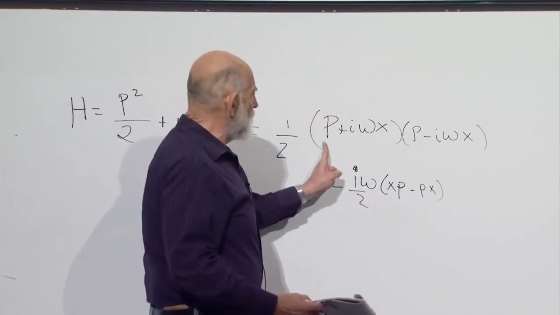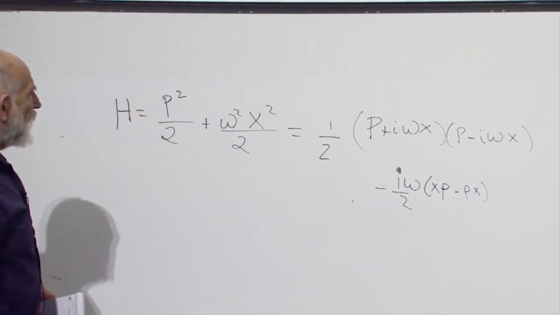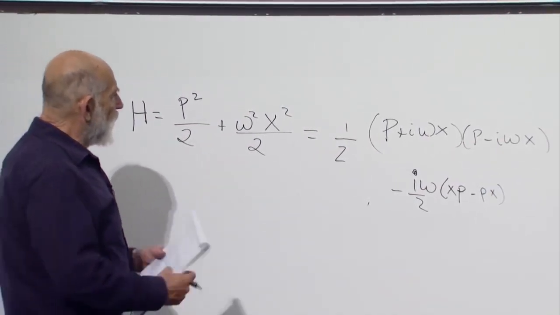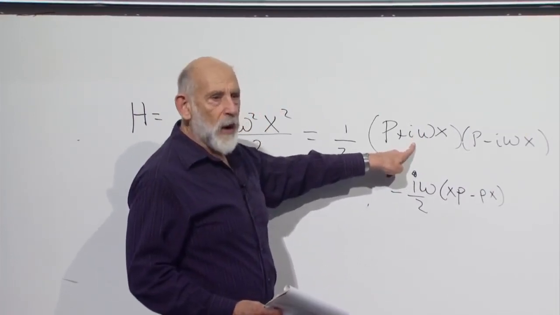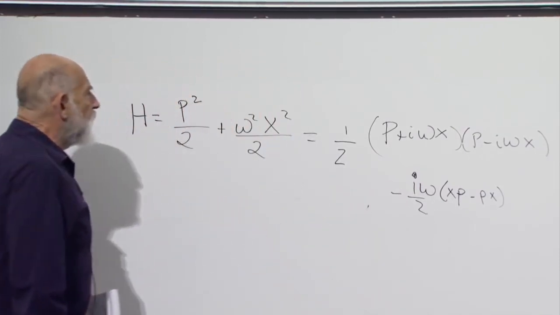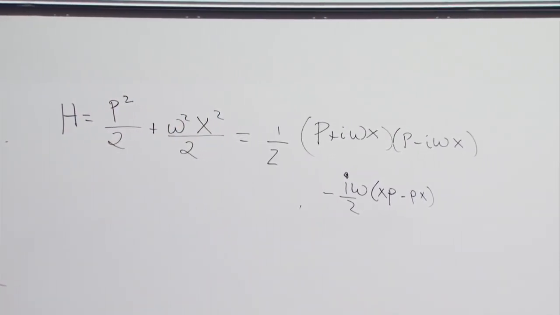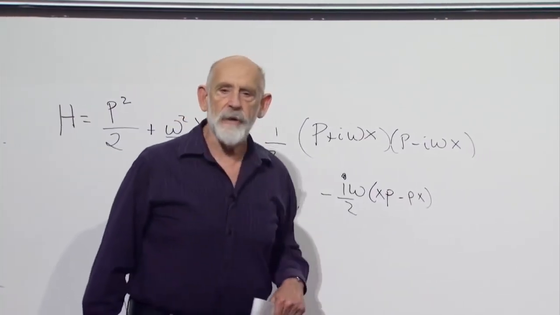x times p minus p times x, and I think I have it right. I've subtracted it because it was appearing in here in an unwanted way. So I've subtracted it, and now I use one more thing. This is the commutator of x and p. What's the commutator of x and p?